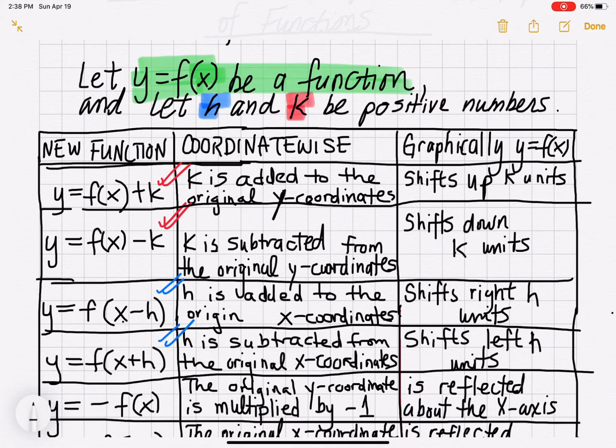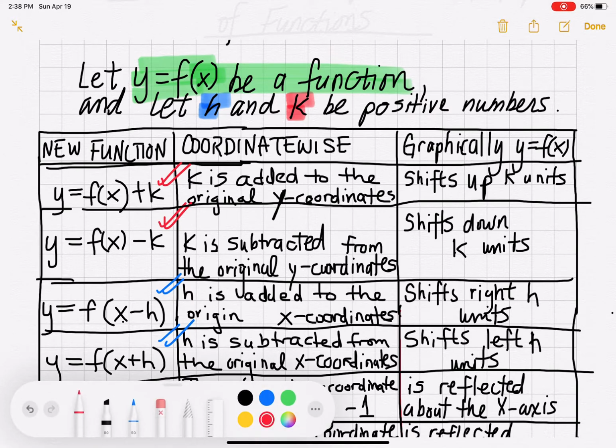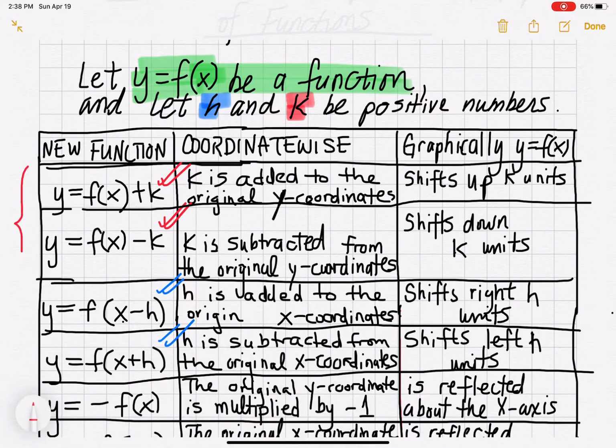So we were looking at transformations of functions. We looked at the vertical shifts. These are the red ones. So when you have a plus a number outside of the house, you're going to move vertically up. When you have a minus a number outside of the house, you're going to move vertically down.